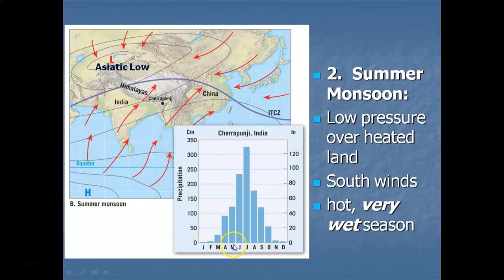And take a look, they've got the precipitation bar graph for this one location, and actually, I guess it is in India. And take a look at how dry it is during the winter monsoon, an inch or so of precipitation during the winter months, and then bam, all right, look at the summer monsoon. Can you imagine getting over 120 inches of rain in a month?